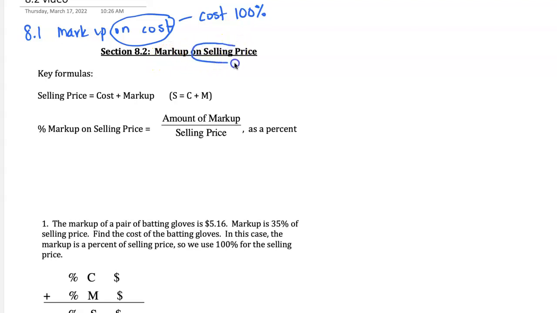What that tells us is that the selling price is now the base, and the selling price is the 100%. So it's really just a difference in how your markup is calculated. Is your markup calculated as a percentage of the cost to the store, or is your markup calculated as a percentage of cost to the customer?